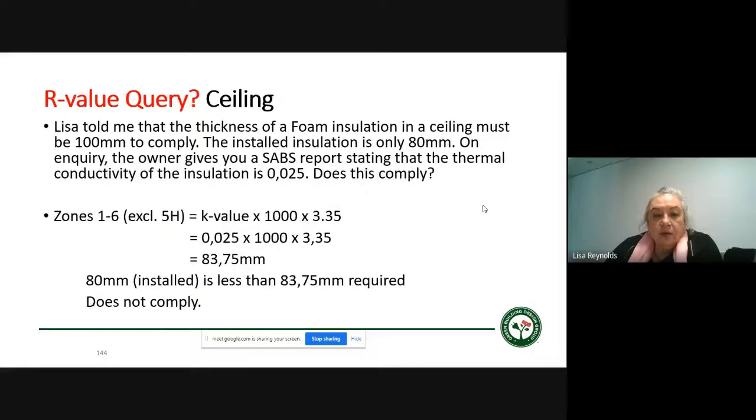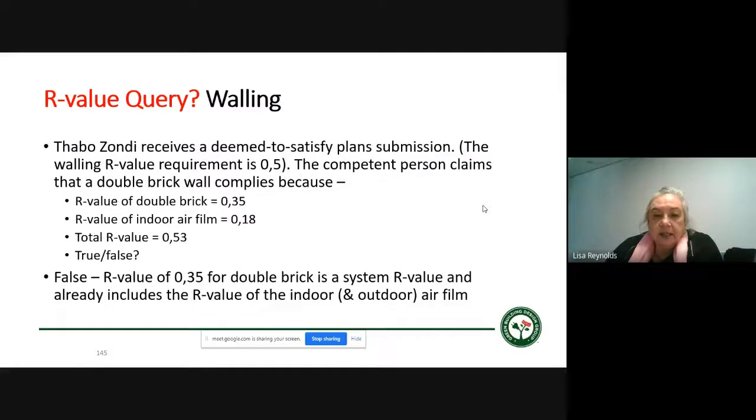Is this true or false? And remember, I did tell you about that indoor air film that gives you some R value. But when we state that the R value of a double brick wall is 0.35, we have already said it's the R value of the system of a double brick wall. So it already includes that thin film, the extra 0.18, the air film. So it's false, because the 0.35 already has that 0.18 in, and if you add it again, you're double counting it.